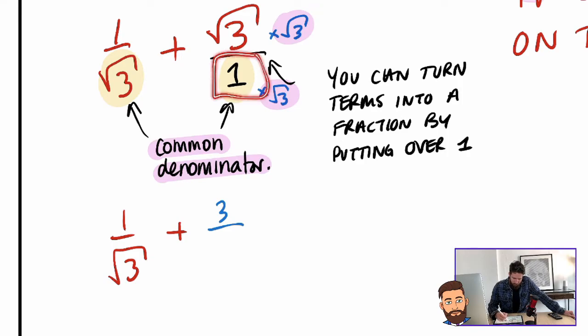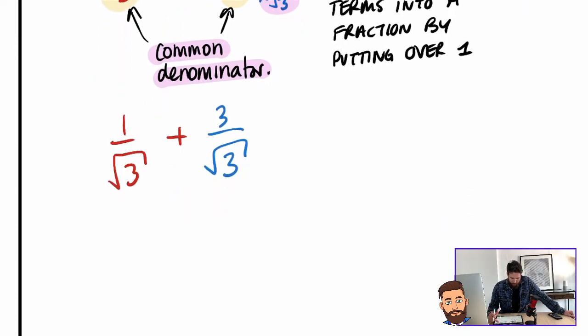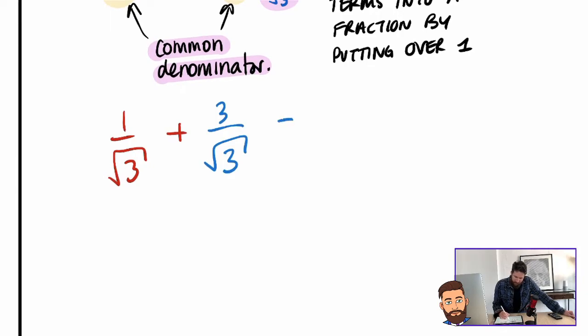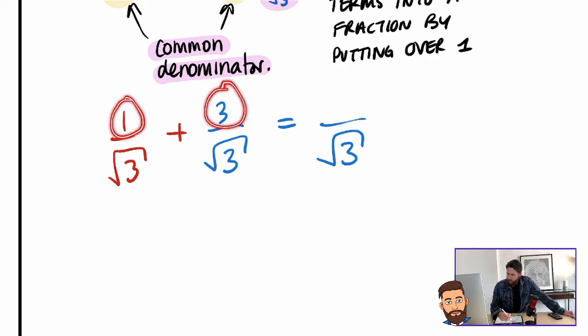What is 1 times root 3? Well, that is just root 3. Now I have a common denominator, which means I can add these two fractions together. Remember, when you add fractions, you leave the denominator the same, so it's going to be root 3. And we're going to add the top, so we've got 1 add 3, which is 4.